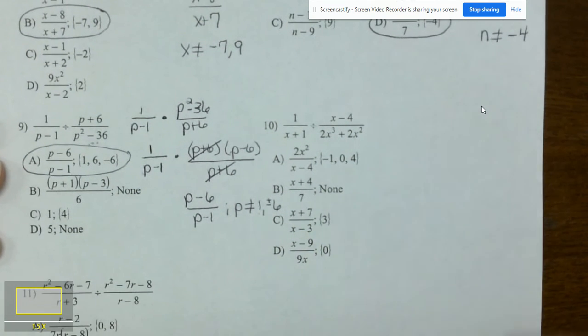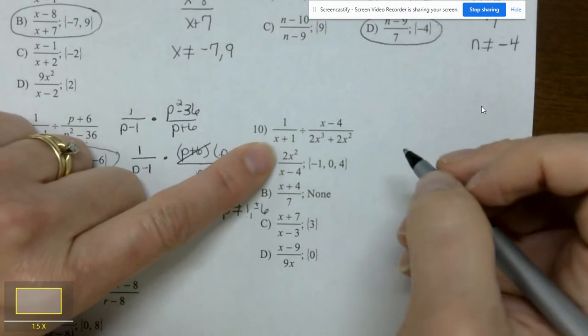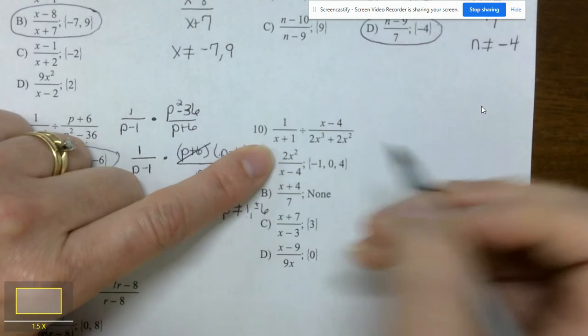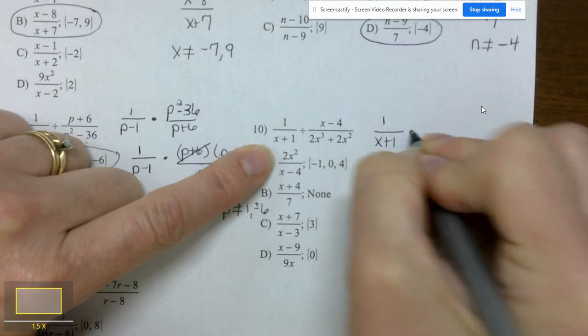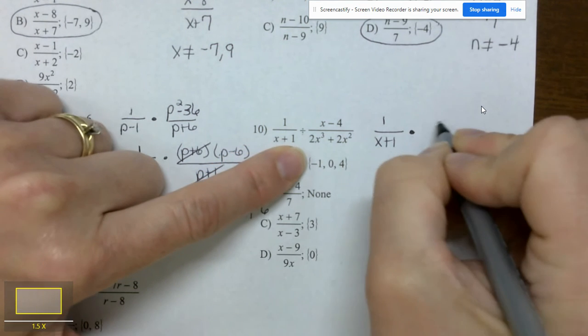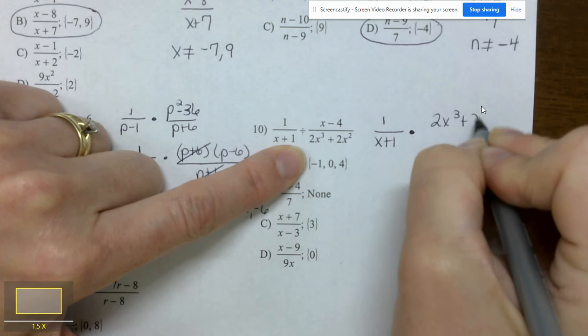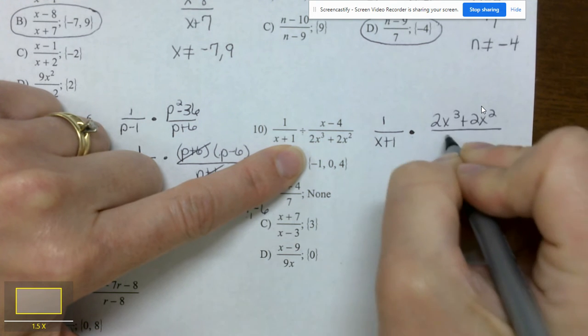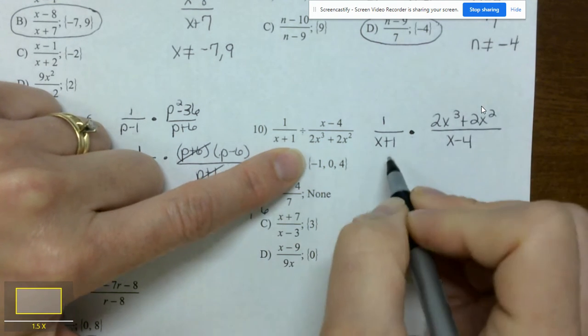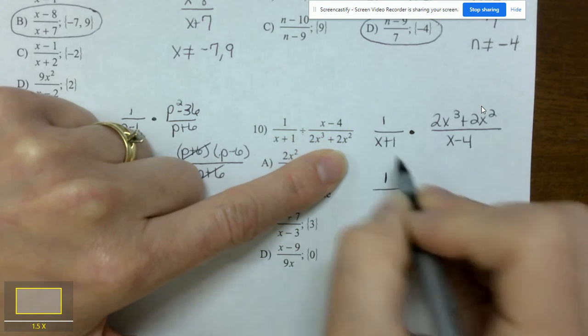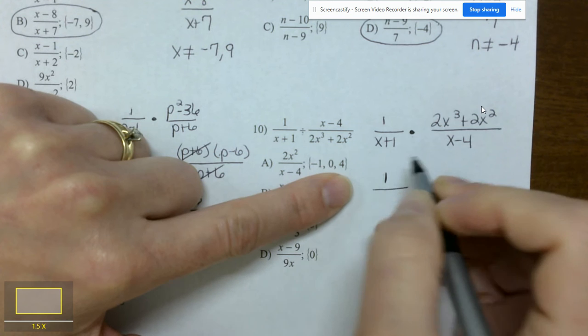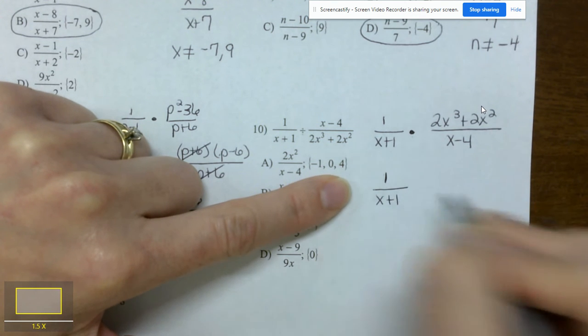For number 10, again, we have to keep, change, flip first because this is division. So 1 over x plus 1, that's keep. Change division to multiplication and flip the second fraction. Now we see if we can factor. 1 is a monomial, it will not factor. X plus 1 is a binomial with nothing in common, so we leave it alone.